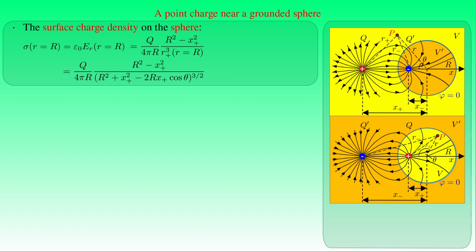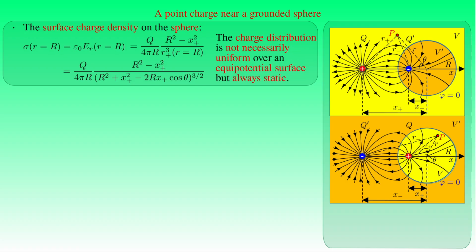The angular dependence of both the radial component of the electric field strength and the distribution of the electric charge density over the surface of the sphere indicates that the charge distribution is not necessarily uniform over an equipotential surface but always static, as seen in the case of the previous examples of electric fields with cylindrical equipotential surfaces.